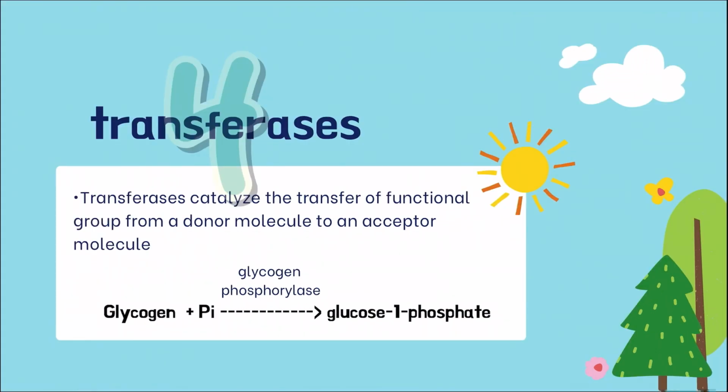Number 4, transferases. Transferases catalyze the transfer of functional group from a donor molecule to an acceptor molecule. Example, glycogen plus inorganic phosphate catalyzed by glycogen phosphorylase to form glucose 1-phosphate.